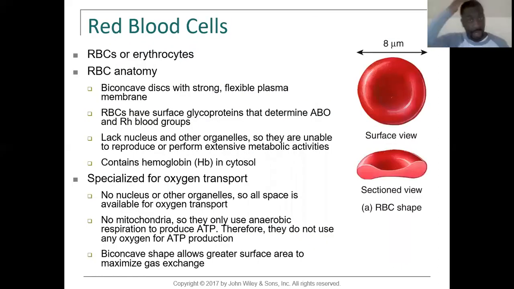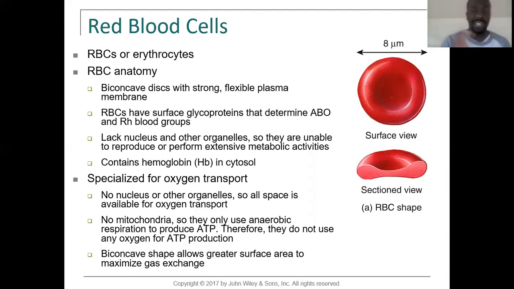Okay, so now we're going to be taking a look at the different types of formed elements, and we're going to start with the red blood cells, which will make up the majority of what we're going to be talking about today. Red blood cells are also called erythrocytes, and we're going to look first at the anatomy of the red blood cell, and how its anatomy helps it do what it needs to do.